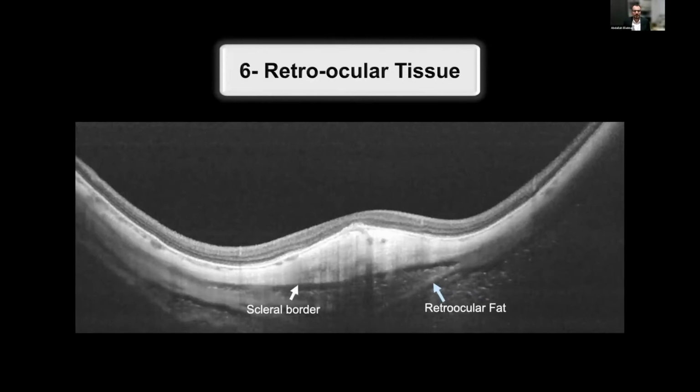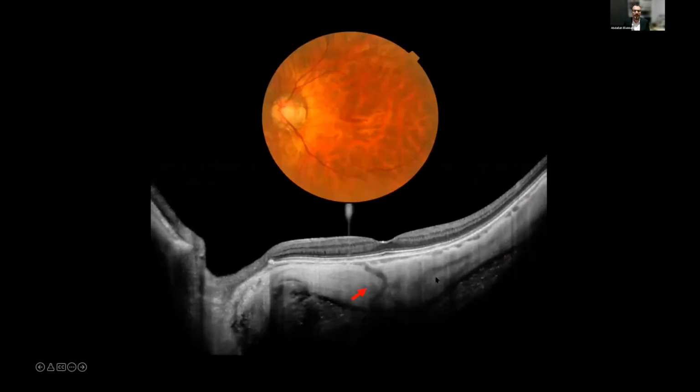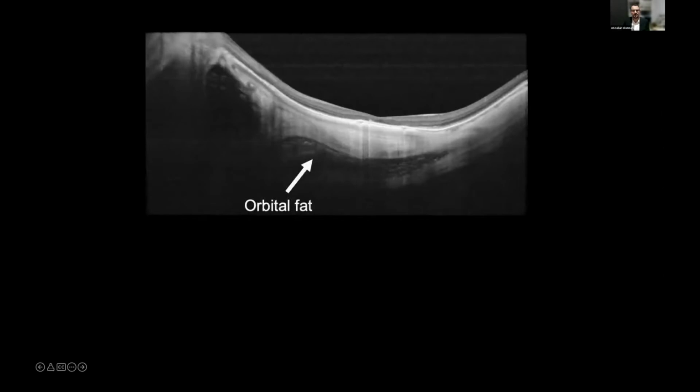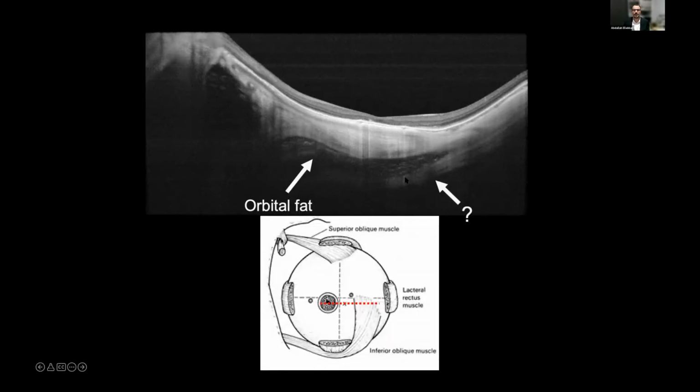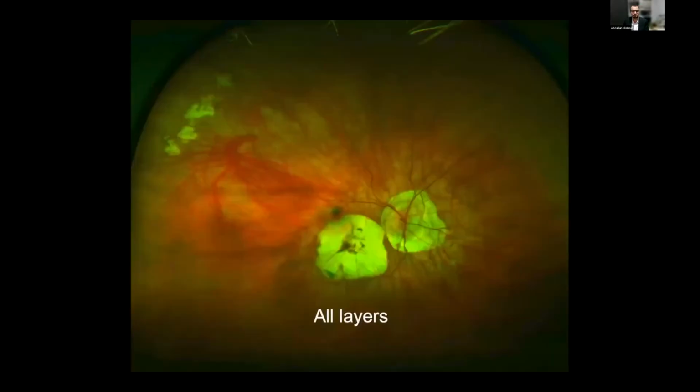Also, we learned about retrobulbar tissue. I'll go quickly because I'm running out of time. You can see this clear border. We can also see the retrobulbar fat. Sometimes we're able to pick up perforating scleral vessels, or sometimes you can see the orbital fat, or occasionally we pick up interesting structures such as this, thought to be the insertion of the inferior oblique muscle.